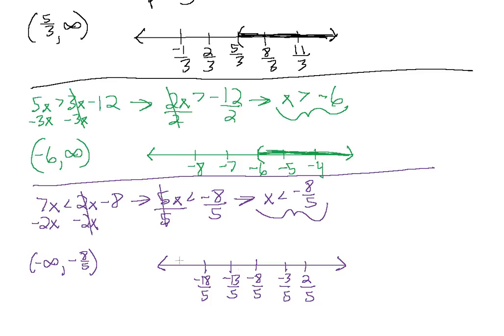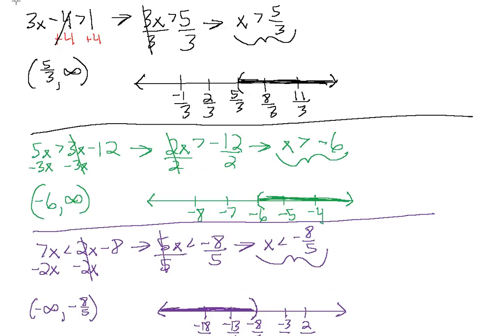Okay, so we're going to shade everything to the left of minus 8 over 5. Our parenthesis is going to open to the left because we're not including this in our solution. And we're shading to the left. We're including all the values less than minus 8 over 5. All right, not a whole lot to these. Let's go ahead and squeeze in a couple more up here.